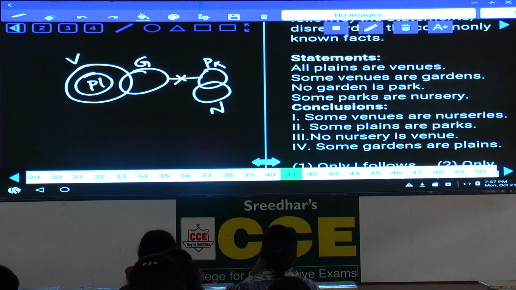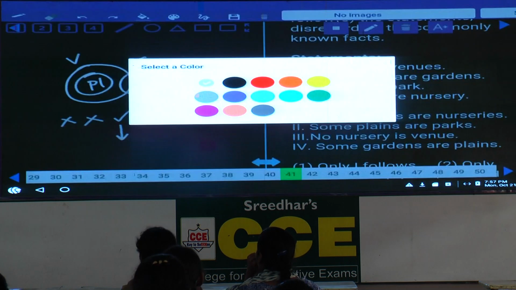Then first one, some venues are nurseries. Venue is here, nursery is here, that is false. Some plains are park, plain and park, no intersection between these two. No nursery is a venue, definitely true. And some gardens are plains. Some gardens are plains is false. Only the third conclusion is true, and the third one is what? Third one is a negative conclusion.